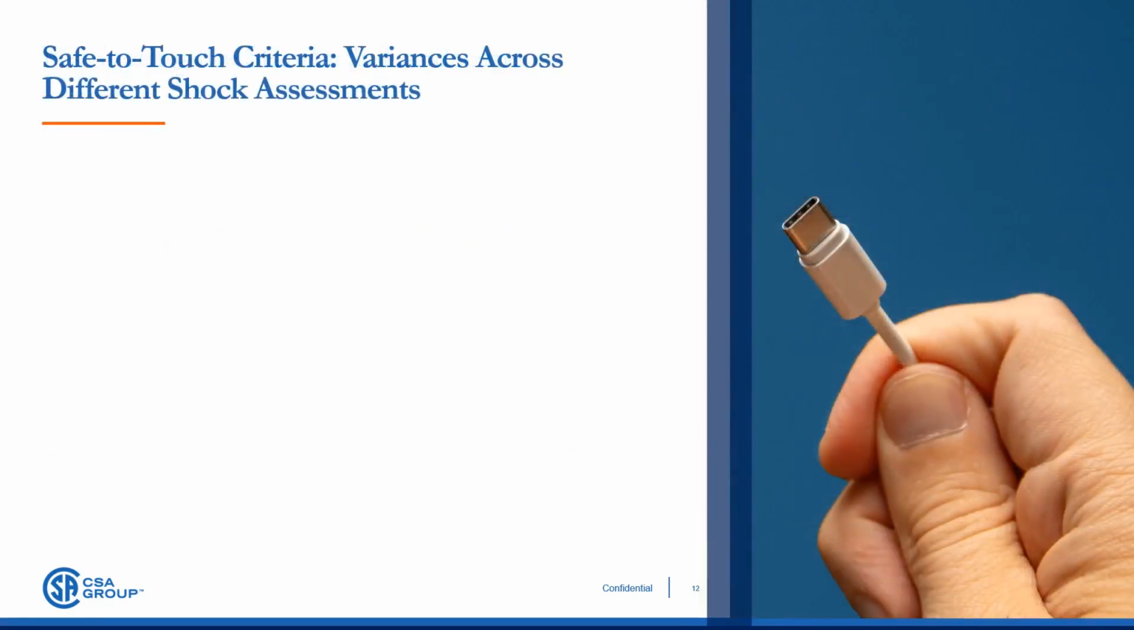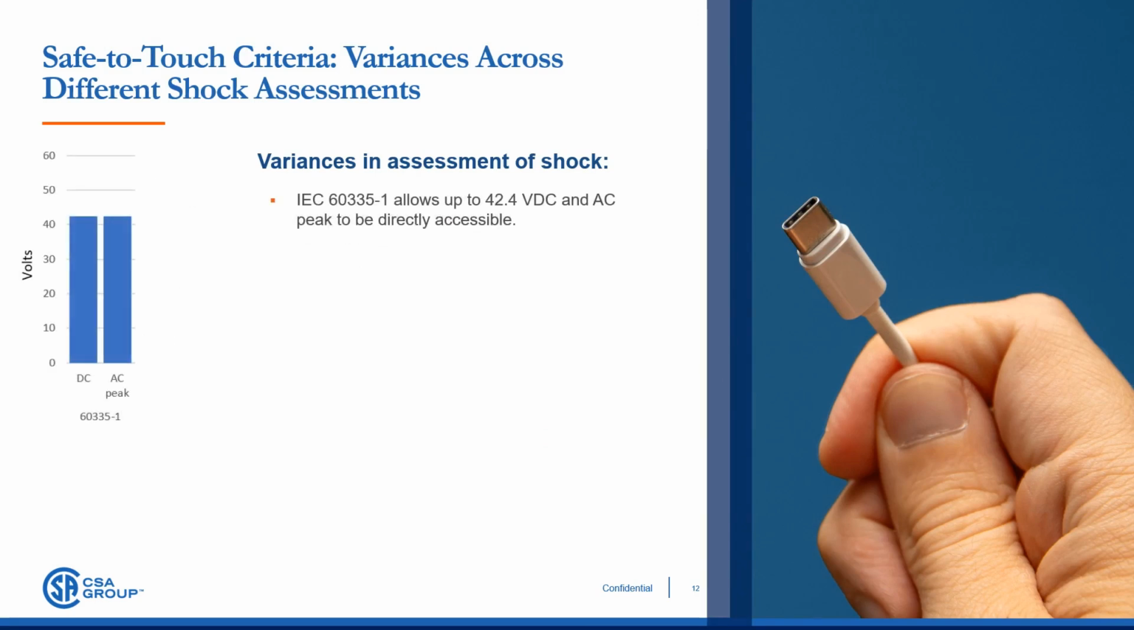What is acceptably safe to touch varies significantly across standards. In Part 1 of the IEC 60335 series, being electrically safe for direct accessibility is defined as a voltage limit of up to 42.4 volts direct current and peak value alternating current, with sufficient isolation from mains.